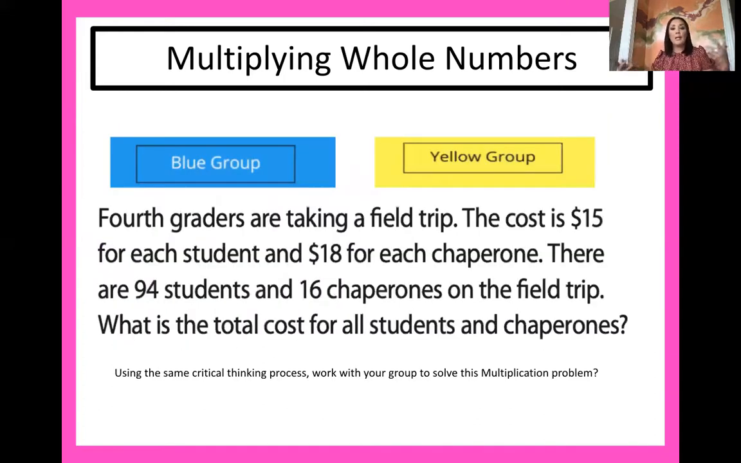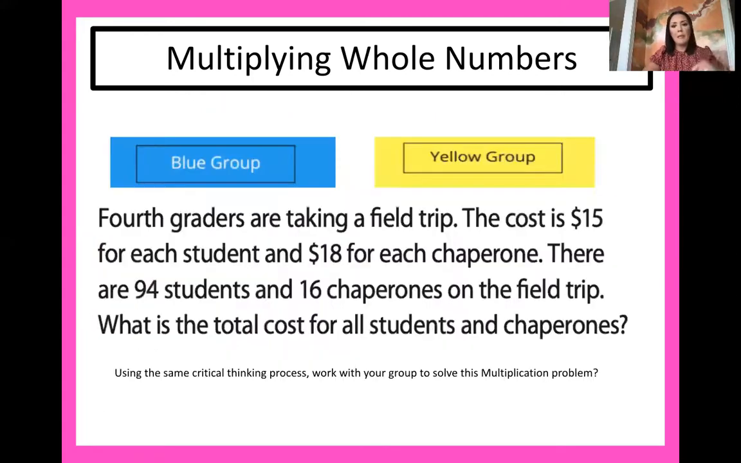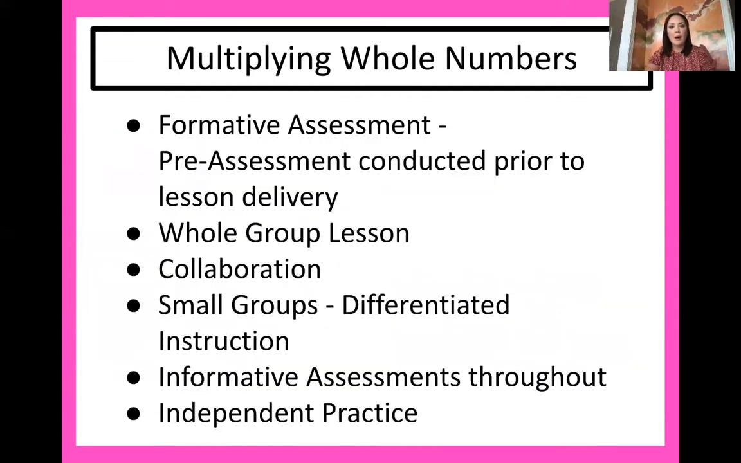For my blue and yellow group kids, these were kids that were overall proficient. Some of them would actually have extension activities to push into enrichment. I think my yellow kids would be my extension enrichment kids. And so this would be an example of a problem that they could apply just the critical thinking, the critical analysis skill with, but again, using that same process.